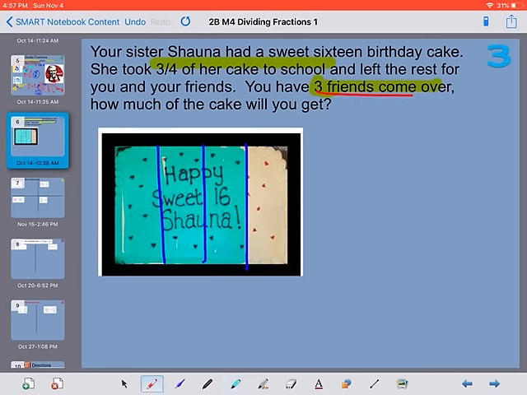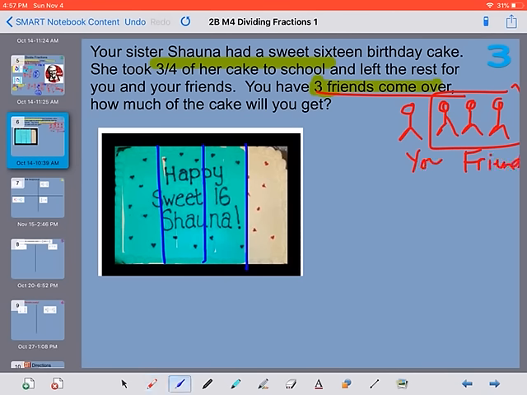Now it says you have 3 friends come over. So if here's you, and you have 3 friends, 1, 2, 3, here's your friends, here's you. How many people is that total, you guys? A lot of you are going to say 3 if you just look at this and see 3. But you and your 3 friends, that's a total of 4 people. So we're dividing this last chunk into 4 so that each of you gets a piece.